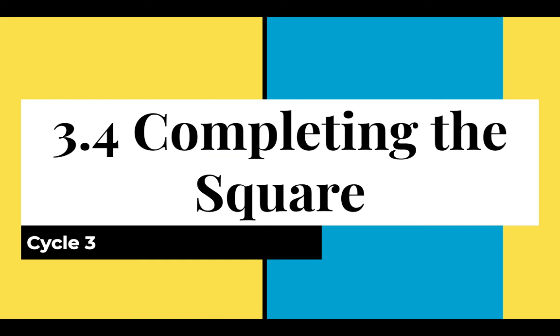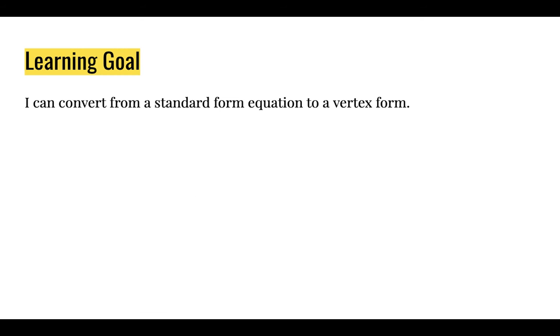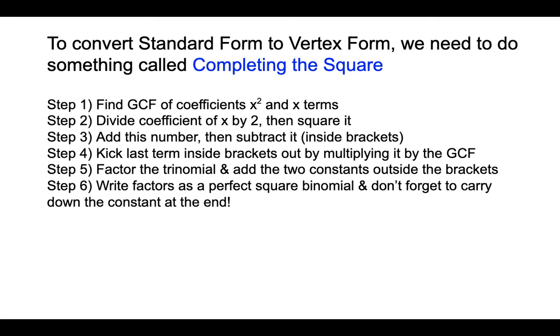Okay, so completing the square, cycle 3. Our learning goal today is to be able to convert from standard form quadratic equations to vertex form. And here are the steps. So this is called completing the square. And I'm going to do a few examples of these step by step. And with one of them, I'm going to do it with algebra tiles so you can see that we are literally completing a square.